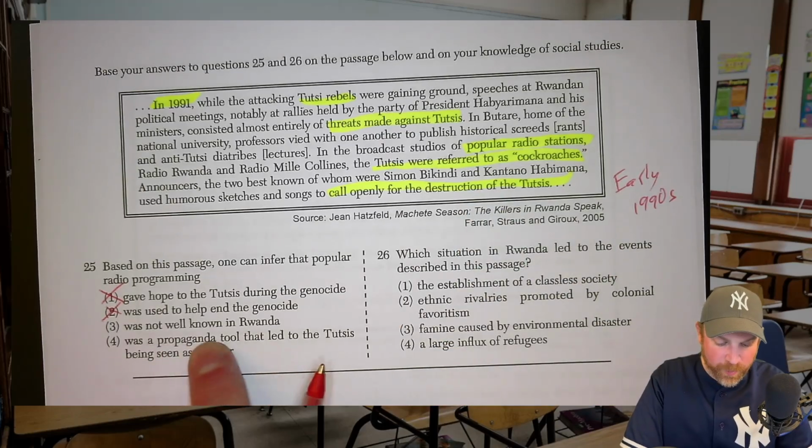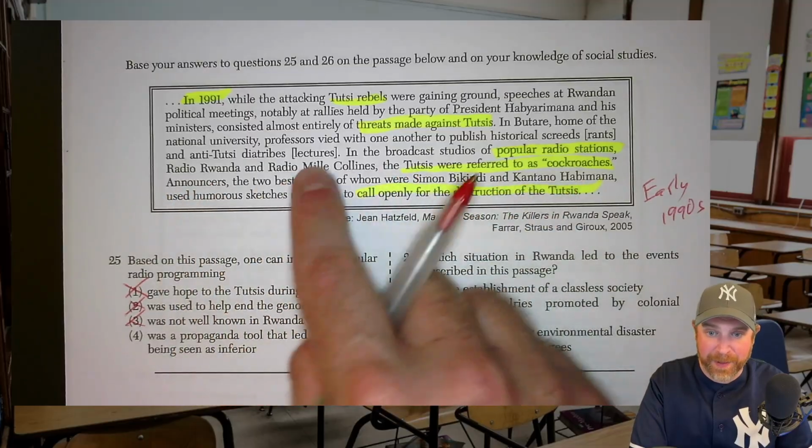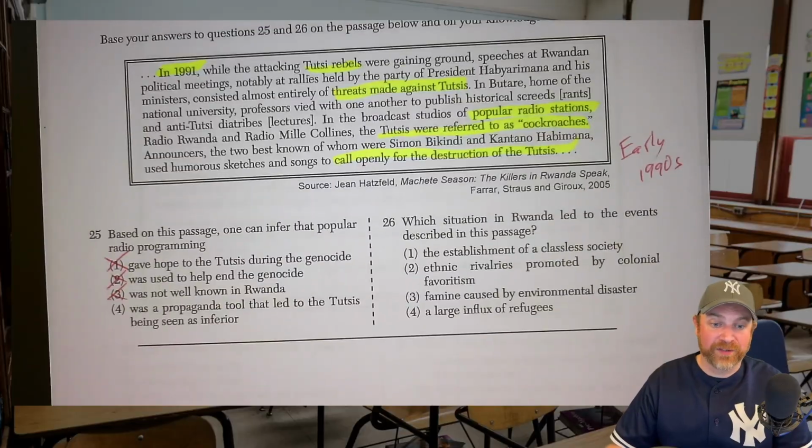Choice 3 says, was not well known in Rwanda. It certainly was well known, right? You had popular radio announcers by name that are being recognized by the people. So certainly they're well known. So that means number 4 is our answer.